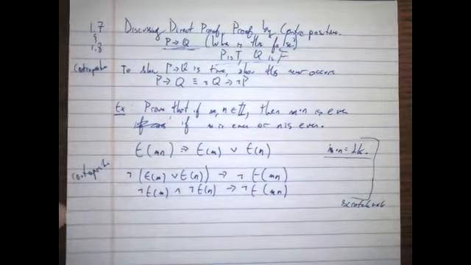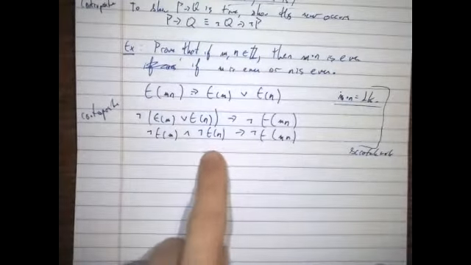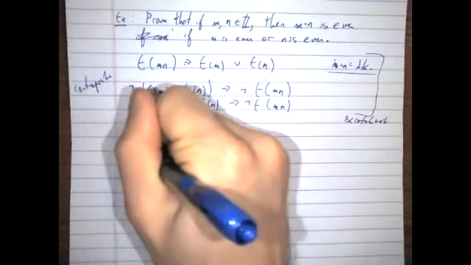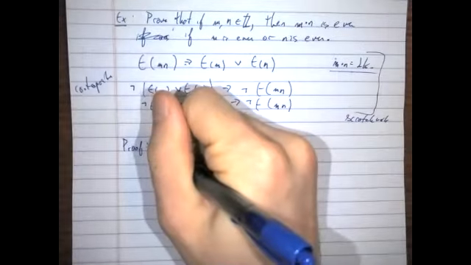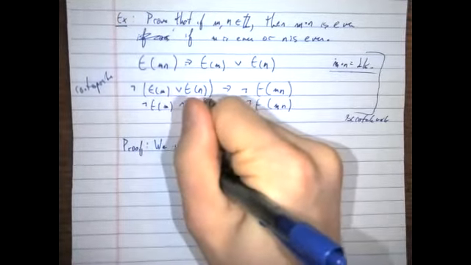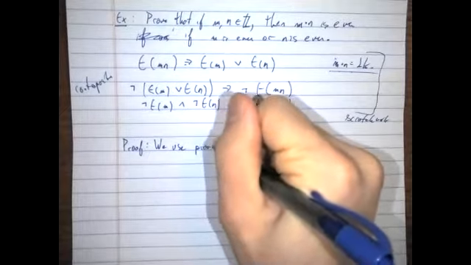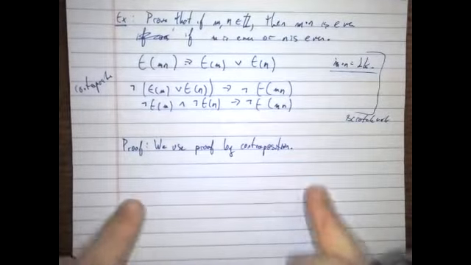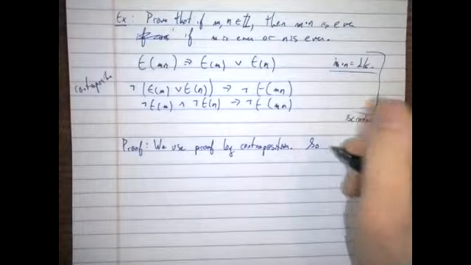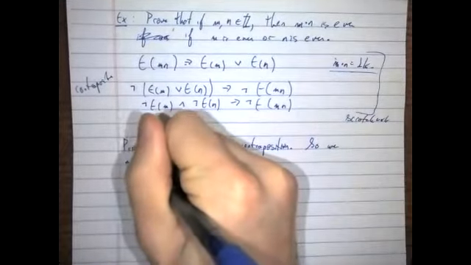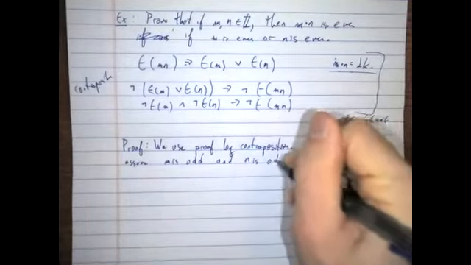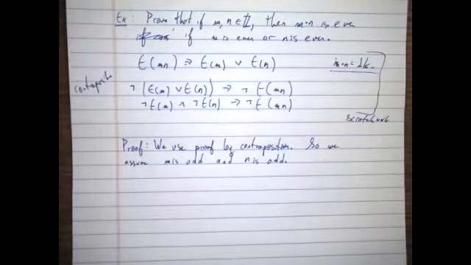Now that we have concluded that the contrapositive approach is the better way to go, I can write a formal proof. Proof: we use proof by contraposition. Whenever we don't use a direct proof, we should include what kind of proof we are using. So we assume m is odd and n is odd. What can I do if m is odd and n is odd?